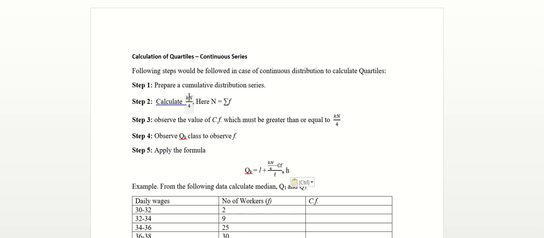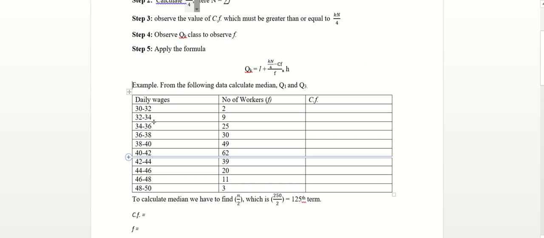So observe the CF. Once we calculate Kn by 4, we need to follow the same steps which we followed in calculation of median. But let's understand this with the help of an example. So here we have our question. These are the daily wages of workers. In this question we need to calculate median, Q1 and Q3. So basically all the three quartiles, Q1, Q2 and Q3, we have to calculate here. Median is called Q2.